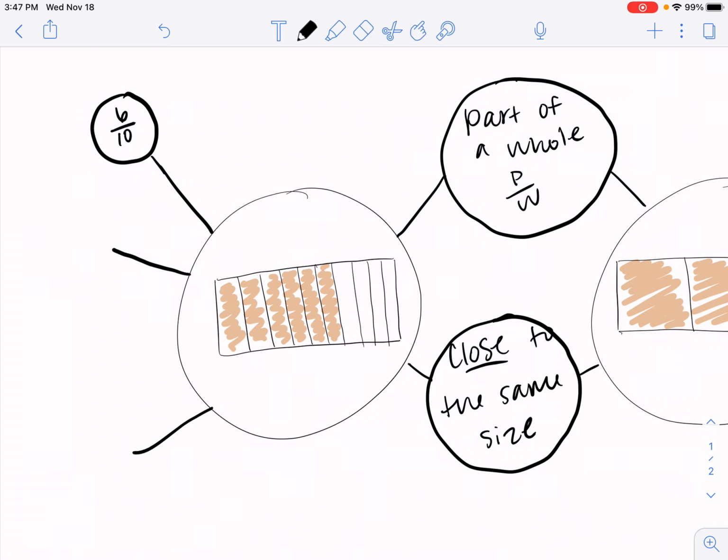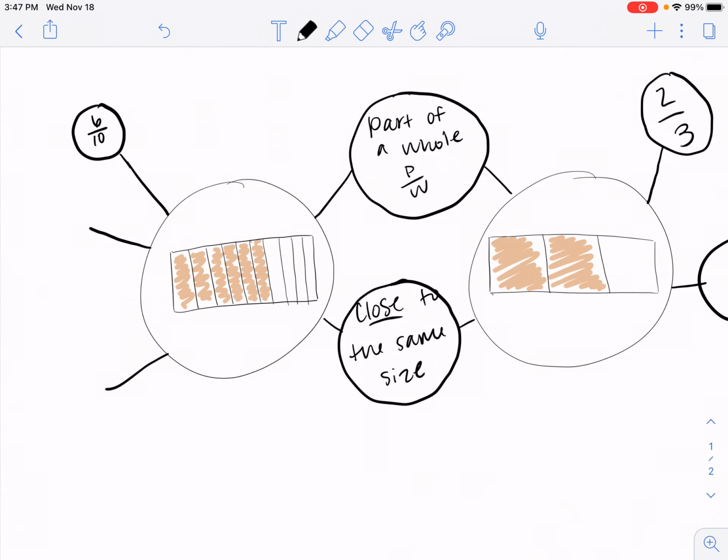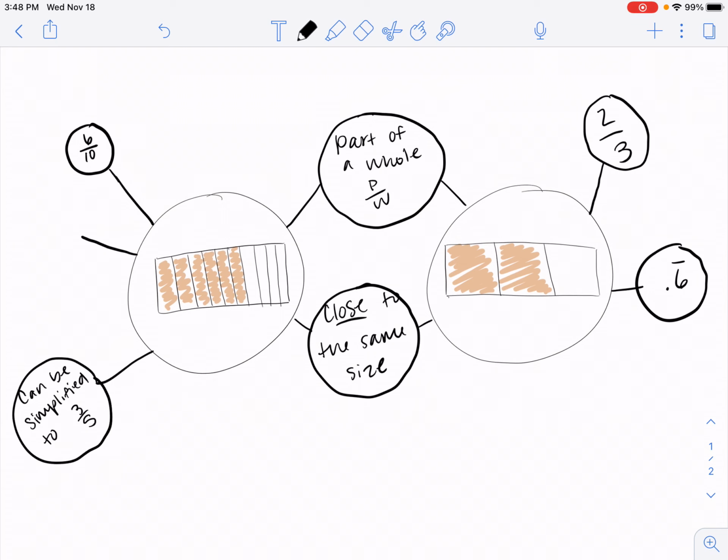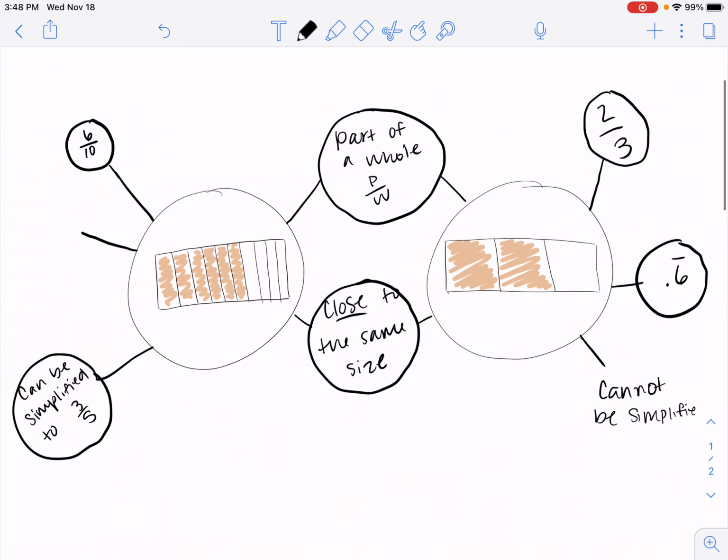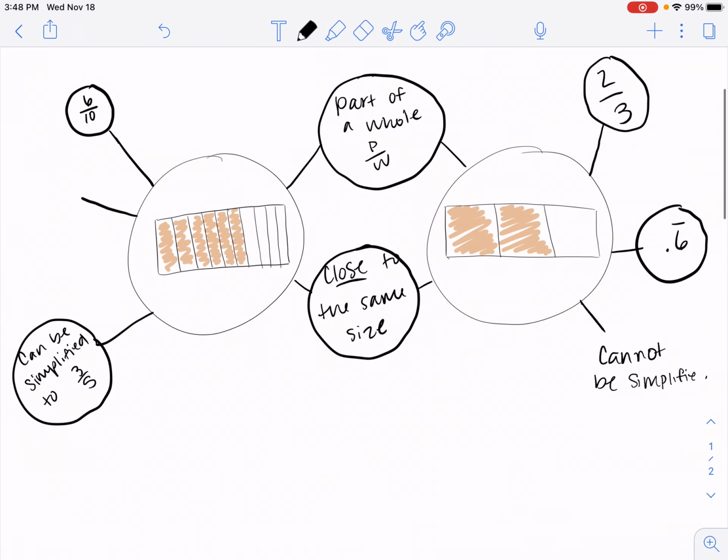Actually, I'm going to write this down here. I'll explain why in a second. So I'm going to say it can be simplified to 3/5. If you divide 6 and 10 both by 2, you get 3/5. Over here, I'm going to write that it cannot be simplified. 2/3 is already in simplest terms, so it cannot be simplified.